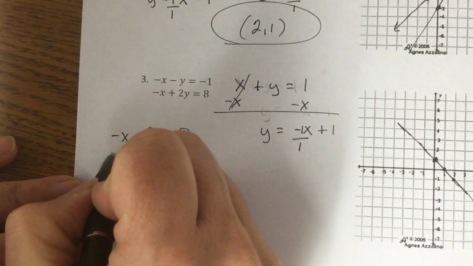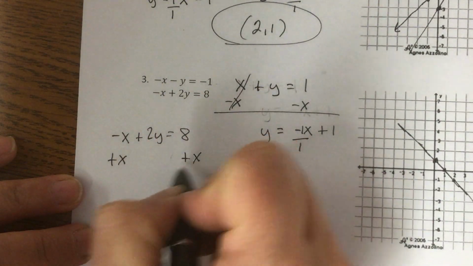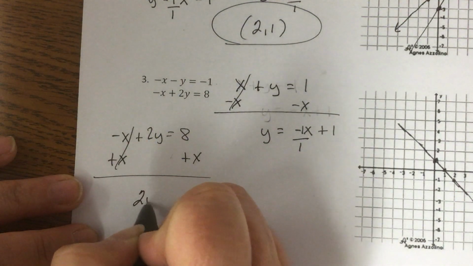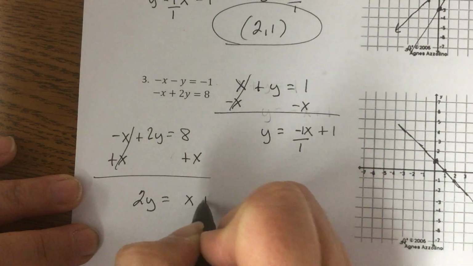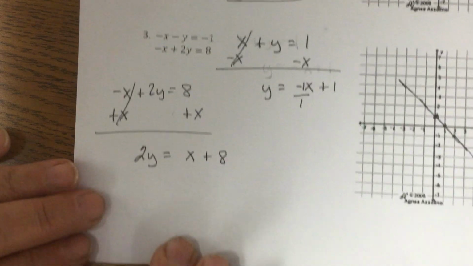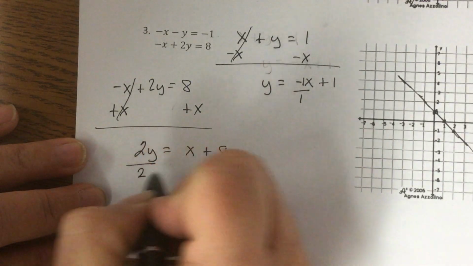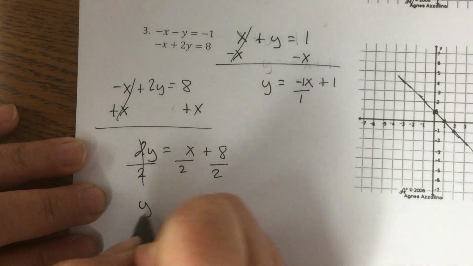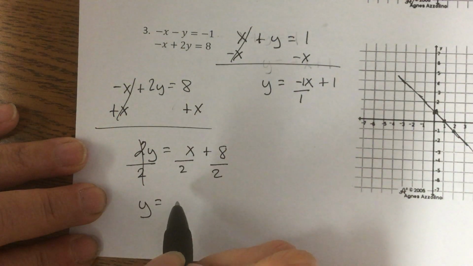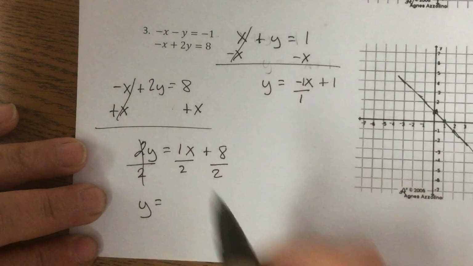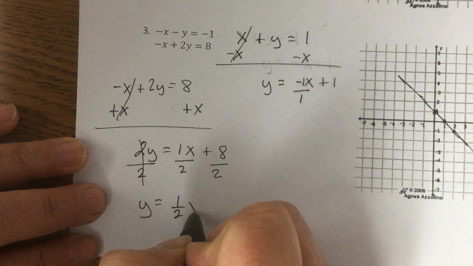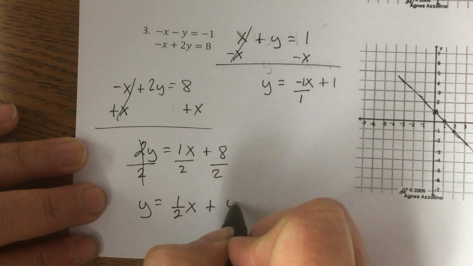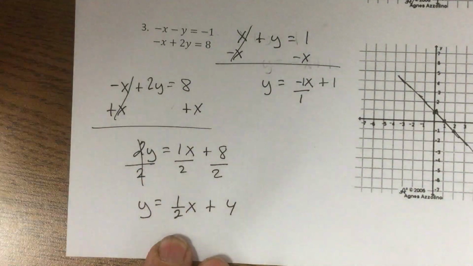So I'm going to start by adding x to both sides. So I have 2y is equal to x plus 8. I want to get the y alone, so I'm going to divide everything by 2. So that cancels, it gives me a y. This is like a 1/2 x, because this x is like a 1x. So now I have 1/2 x plus 4, because 8 divided by 2 is 4.